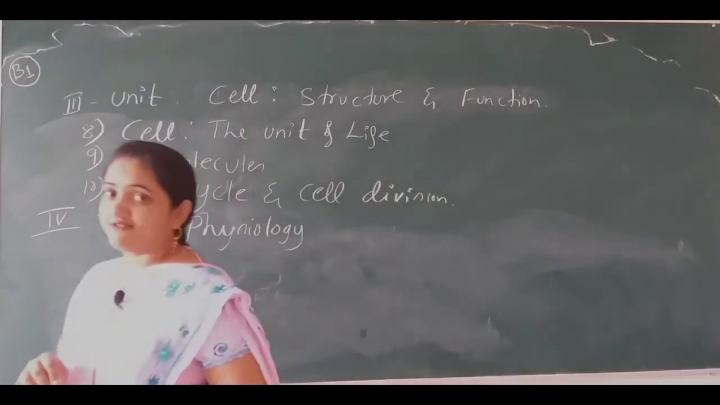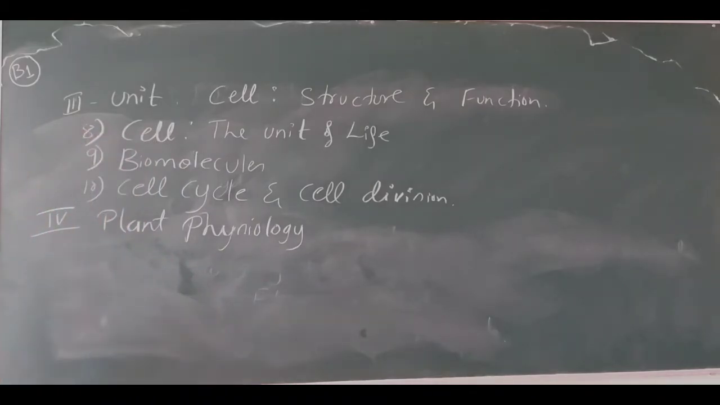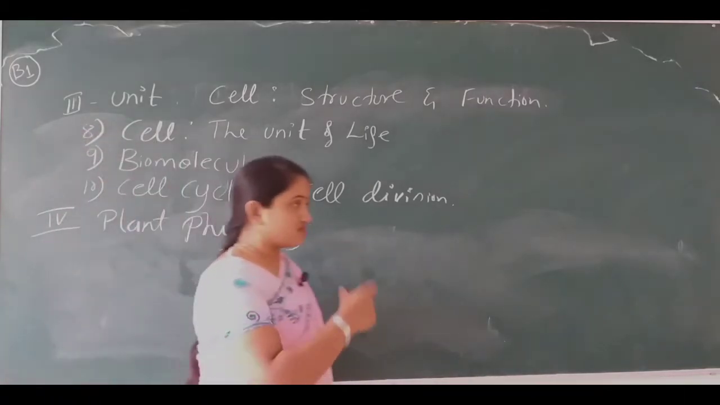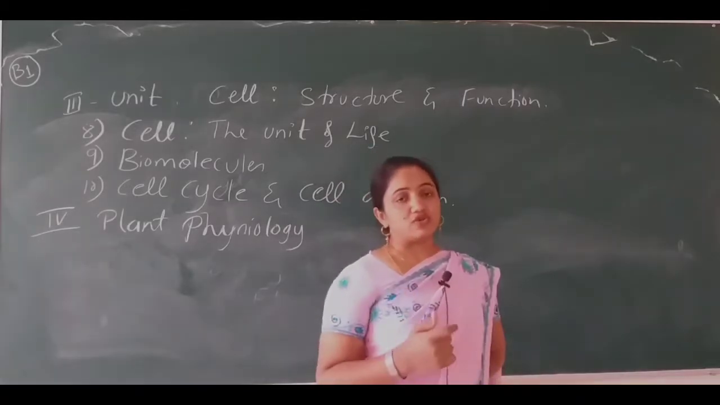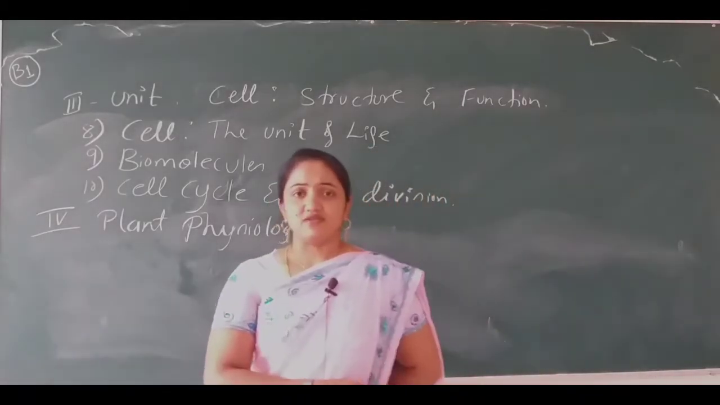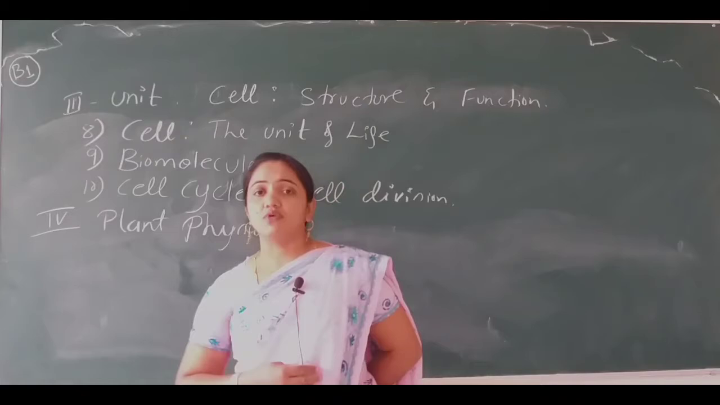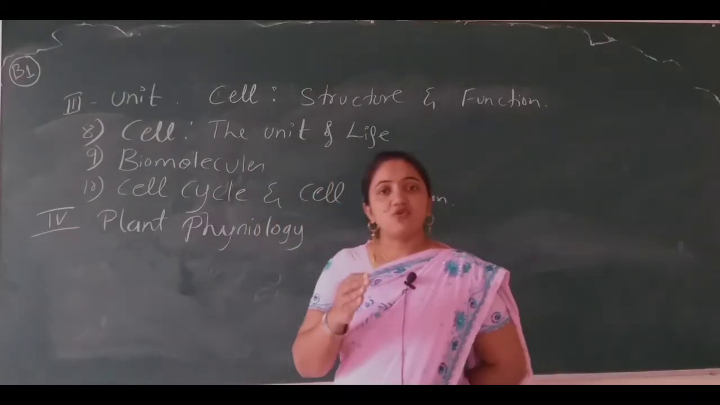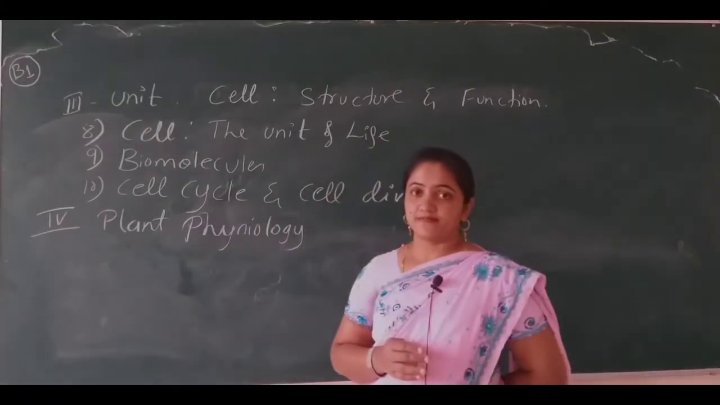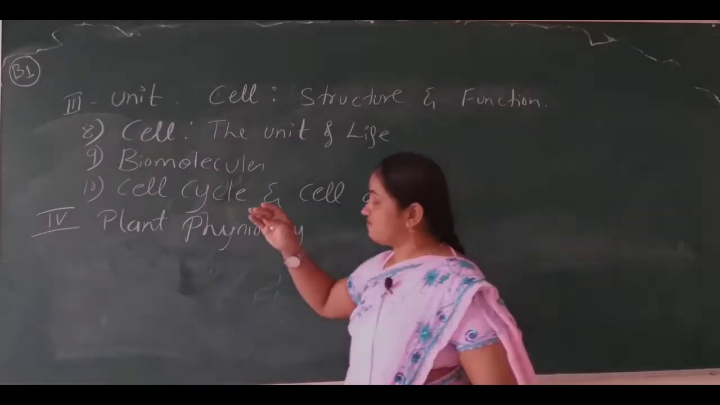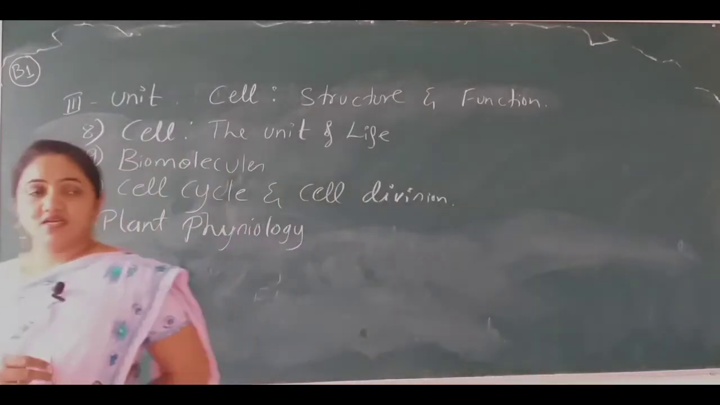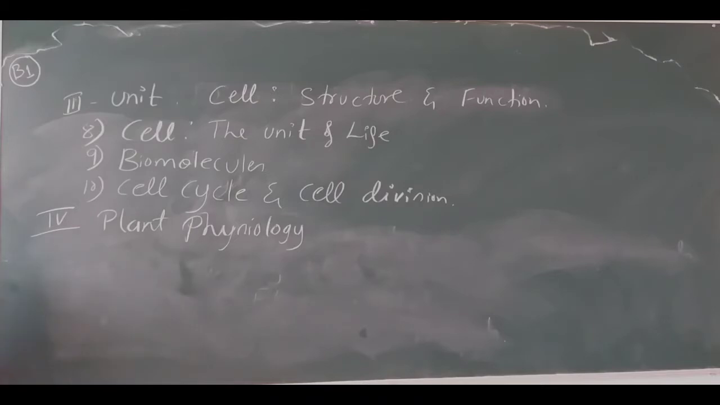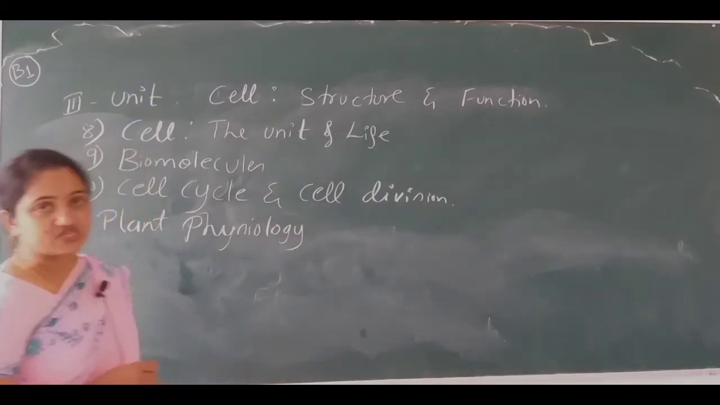So we have to learn about that. And so we have a number of elements like zinc, chloride, magnesium and iron. So many things we know about that. So what is the importance of all those elements? That also we will be learning in this unit number 4. The name is Plant Physiology.